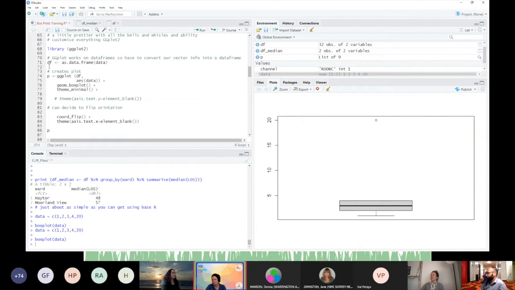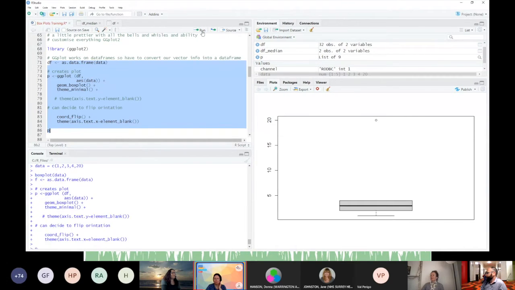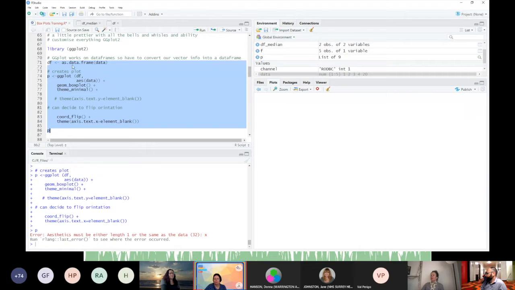We can make our plot a little bit nicer by using things like ggplot. What have I done there? I've done that. That's what I've done.